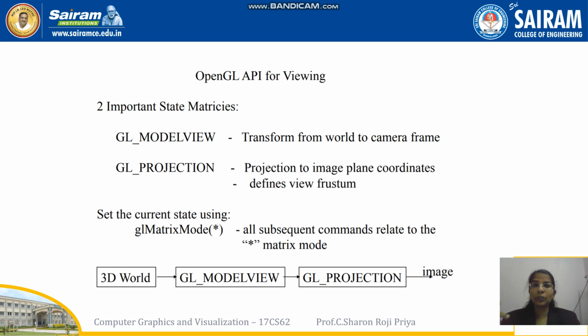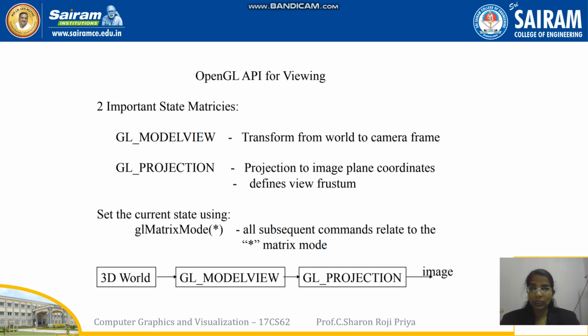Next, coming to the OpenGL viewing functions. We have learned 2D viewing functions. In 2D viewing, what is the viewing function for two-dimensional objects? It is gluOrtho2D. Likewise, for 3D viewing, the main function is glOrtho.